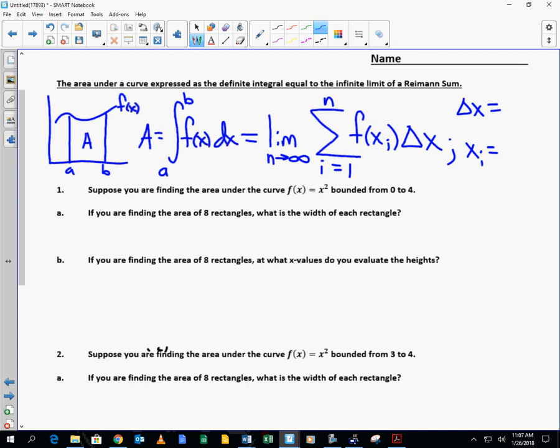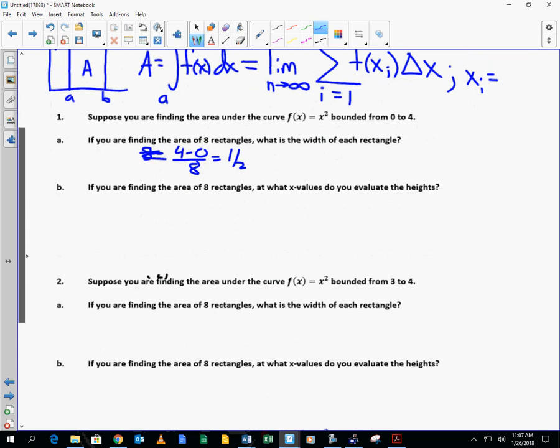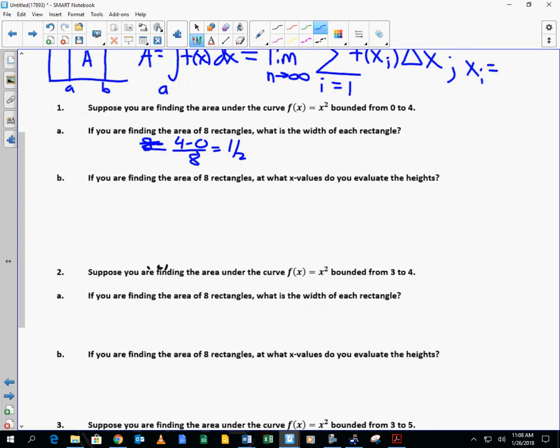Suppose you're finding the area under the curve f of x is x squared, bounded from 0 to 4. Suppose you're finding the area of 8 rectangles. What's the width of each rectangle? How do you get that? You take 4 minus 0 and divide by 8 to get a half, right? Very good. Everybody okay with that? Concrete example? We're going to take it from concrete to abstract in a second.